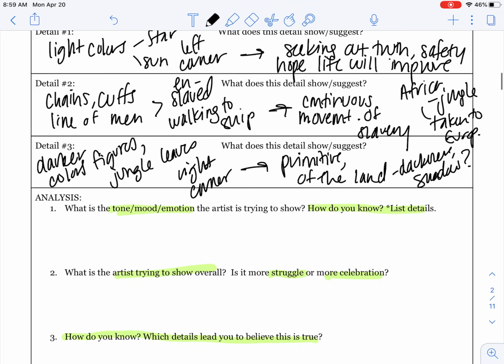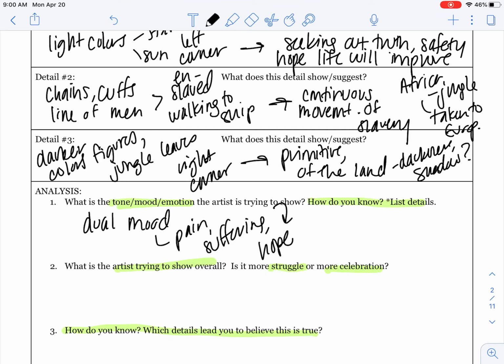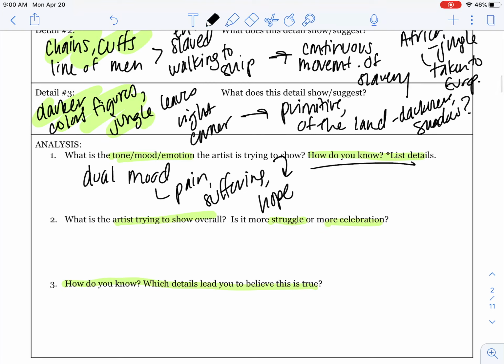So as I think about the piece overall, I think that the tone or the mood is actually conflicted. There's a dual mood of both pain and suffering. And I would also argue with the star and some of the lighter colors that there's also some hope. So I think perhaps there's both. I think the emotion is both hopeful and also painful. And again, the details I would go back to would be the light colors and then the darker colors, so the contrast between those two. The suffering also comes out in the chains and the cuffs. Overall, I think the artist is trying to show more struggle than celebration.